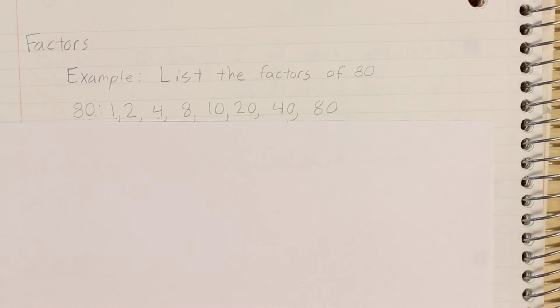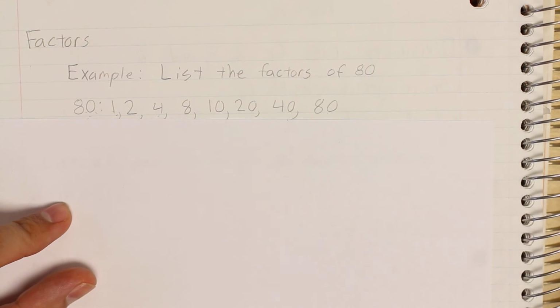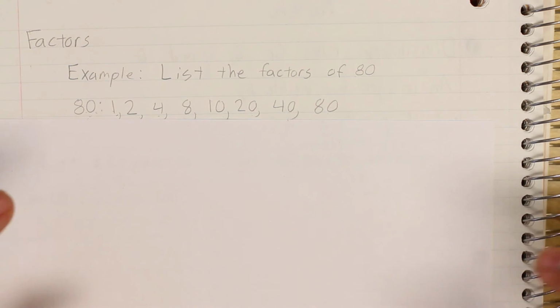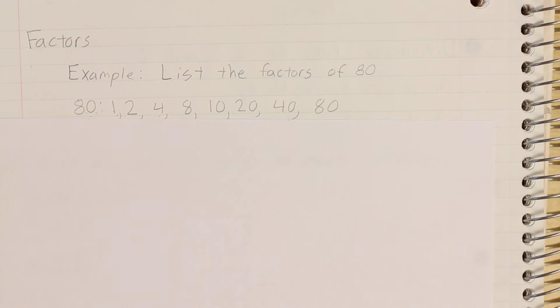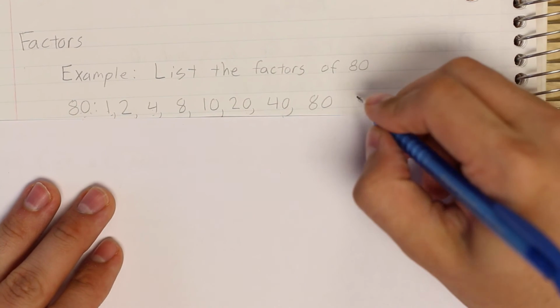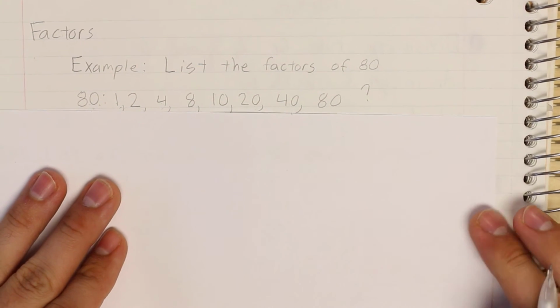So these are all the factors of 80, except I did leave one off. I want to see if you can find a factor that has been left off. There is a missing factor. Actually, there's 2 missing factors. Can you find the 2 missing factors for this? If you can, be ready to share it in class, okay? So find the missing factors.